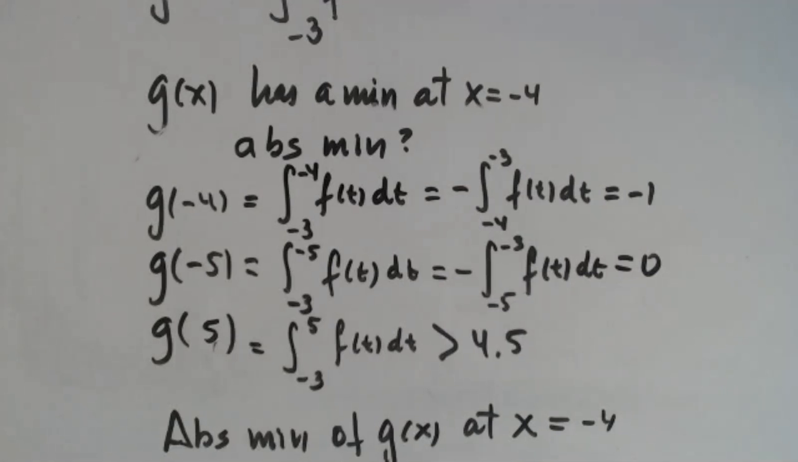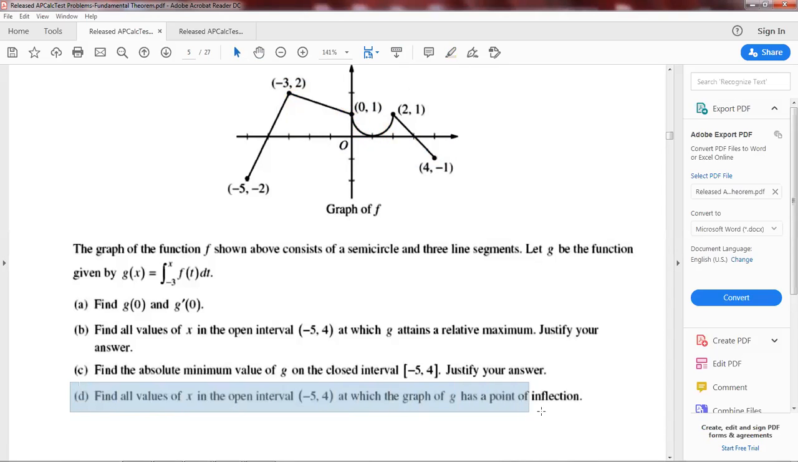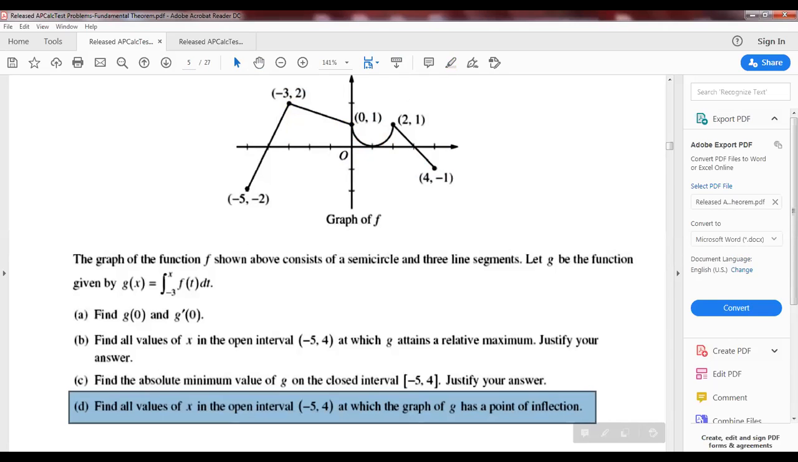Okay. Well, let's finish this, Arely. Okay, so now I have to do, okay, what is this one? No, this one right here. Okay. I have to answer the last question: find the values of x on the open interval -5 and 4 at which the graph of g has a point of inflection. So what is your answer?